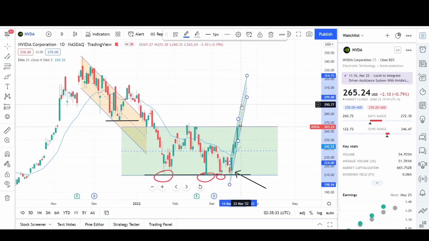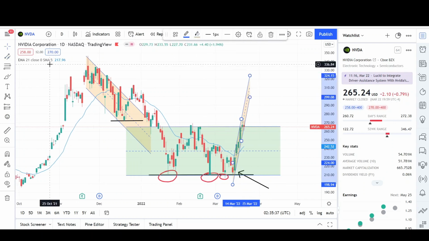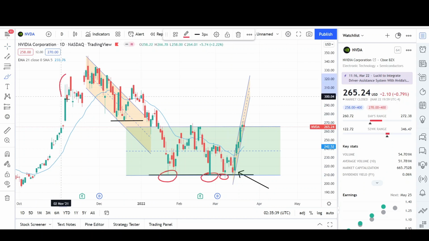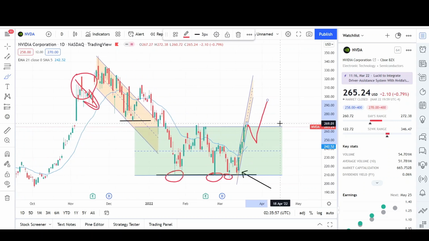You can see that we're still inside of this green channel, but we are starting to get super extended from the EMA, just like we had back here in November of last year, which led to a pullback or a retracement before prices continue higher. So there's a possibility for Nvidia to pull back in the market, maybe back down to that 245 level before continuing higher. We'll have to wait and see, but as of right now, it doesn't look extremely bearish. It looks pretty good. The chart looks pretty good.